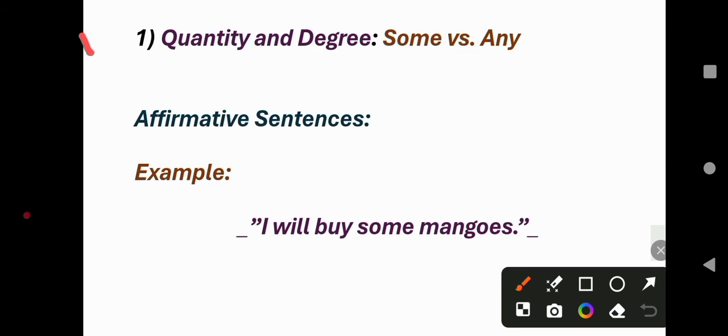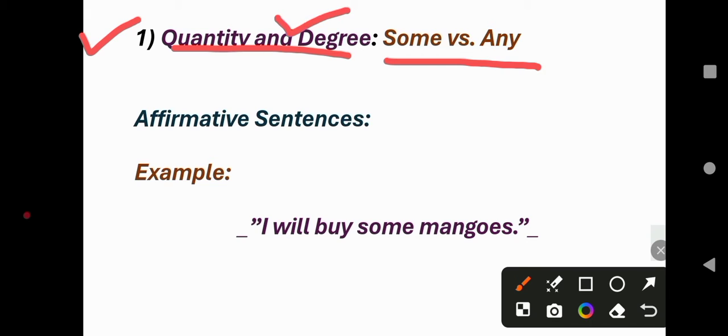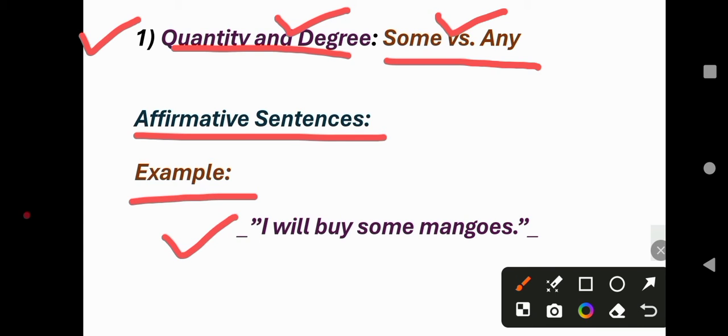The first point of the correct use of some adjectives is quantity and degree, some versus any. When expressing quantity or degree, the words some or any are used differently depending on the sentence type. Like in the affirmative sentence, some is used to indicate a certain quantity or degree. Here is the example: I will buy some mangoes. In this example, some is used to indicate that I will buy a certain quantity of mangoes.